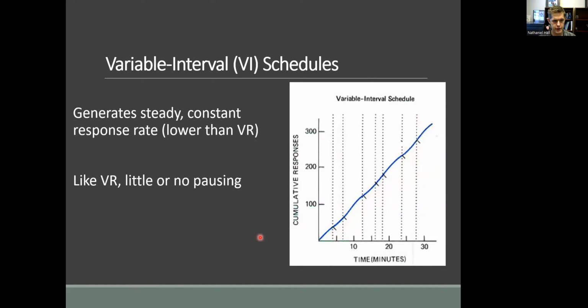no pausing, and it's a relatively steady pattern of responding, but it tends to be much lower than our ratio patterns of responding, because in our ratios, the number of reinforcers you get is directly proportional to the amount of work that you put in, right? The number of times that you respond is going to predict exactly the number of reinforcers that you get. On the other hand, with an interval kind of schedule, if you produce tons of responses, that doesn't really change anything because it's time-based, or there's got to be a certain period of time.